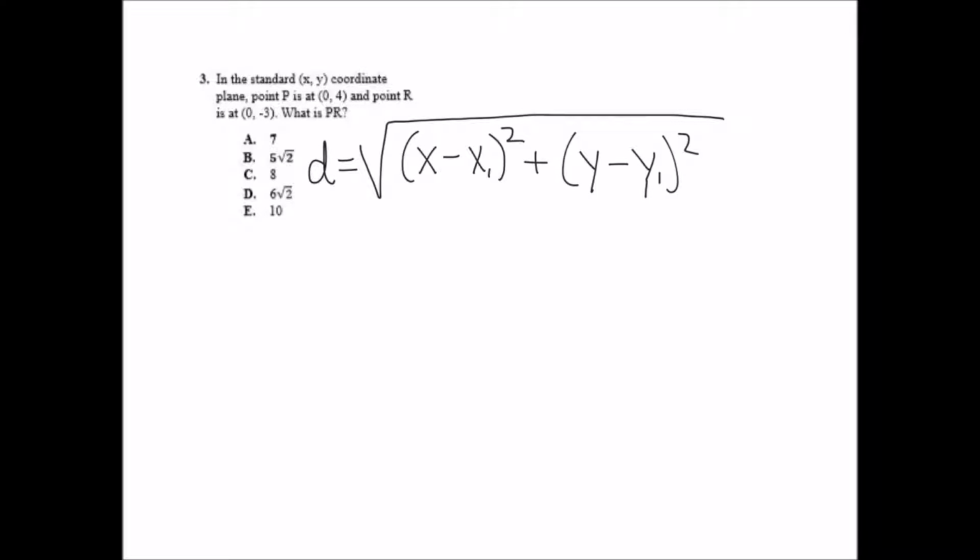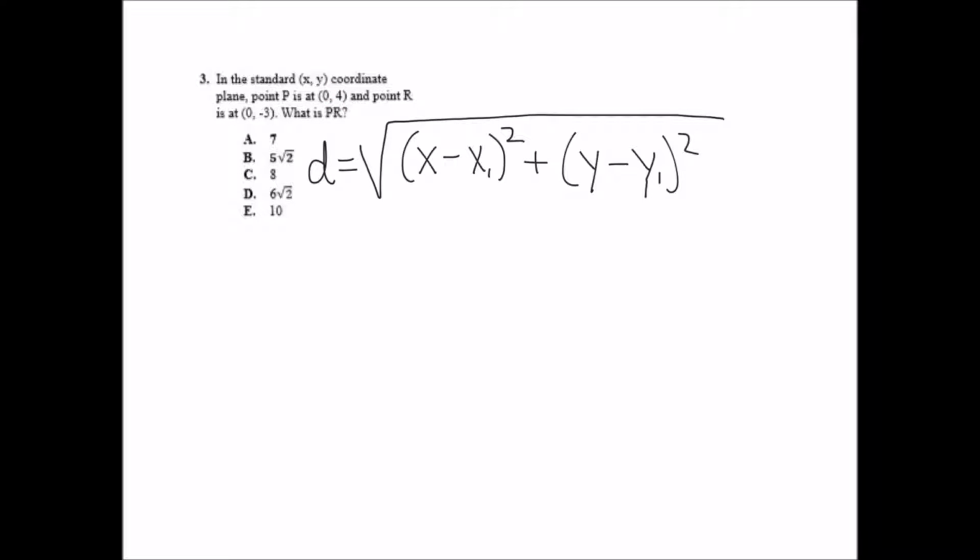Question 3 asks to find the distance between 2 points on an xy coordinate plane. Point P is at 0, 4, and point R is at 0, negative 3. You may recall that you got to use the distance formula here, which is distance equals the square root of x minus x1 squared plus y minus y1 squared. It doesn't really matter which one you call x and which one you call x1. You just have to make sure that you are consistent.